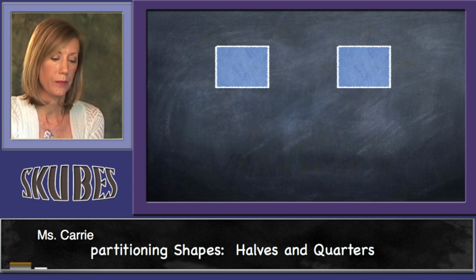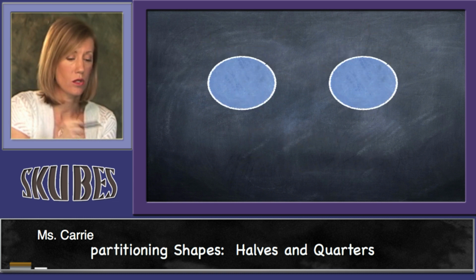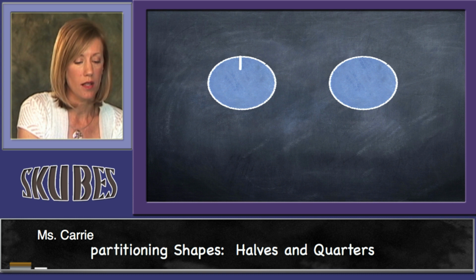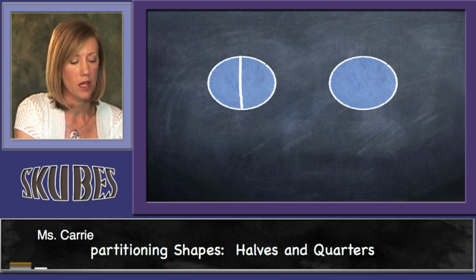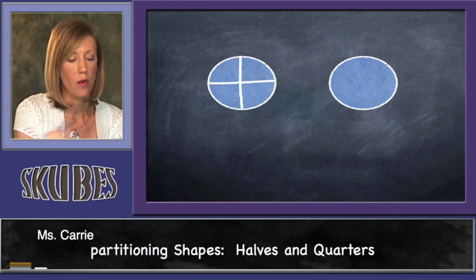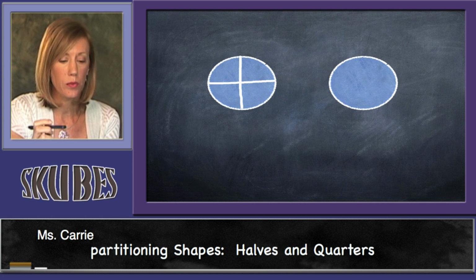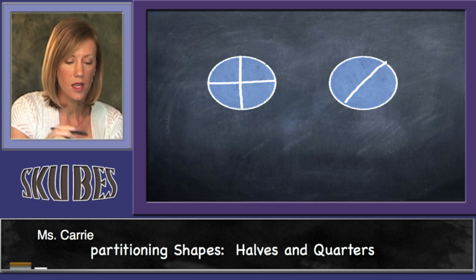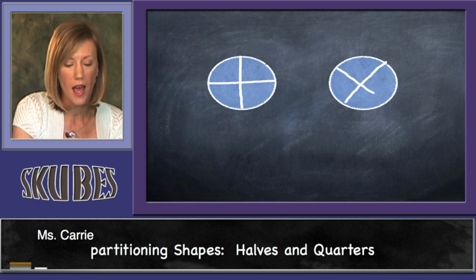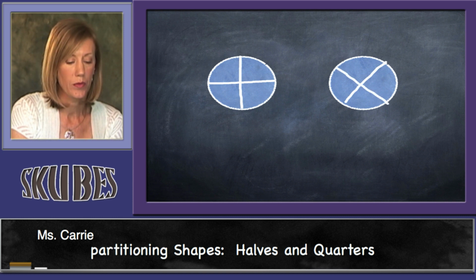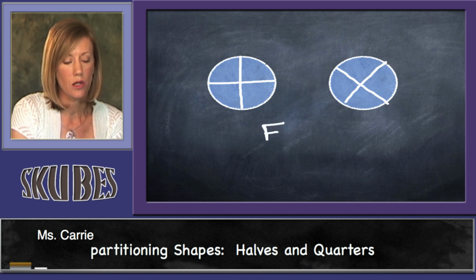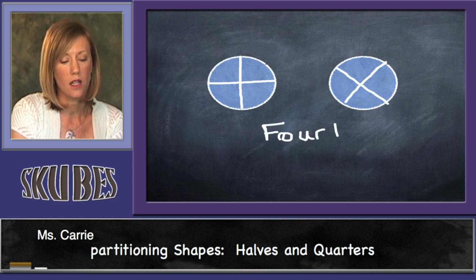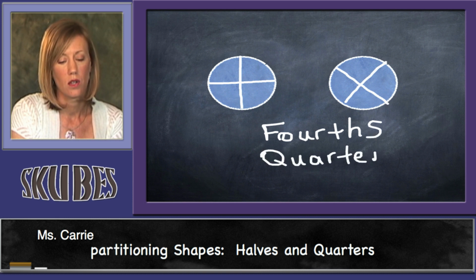Let's look at another one. Here we have circles. We could go down the middle, and then we can go across, and we have partitioned it into 4 equal pieces, or we could make an X like this, and that gives us 4 equal pieces too. So these two are both divided into fourths, or like I said earlier, you can also call them quarters.